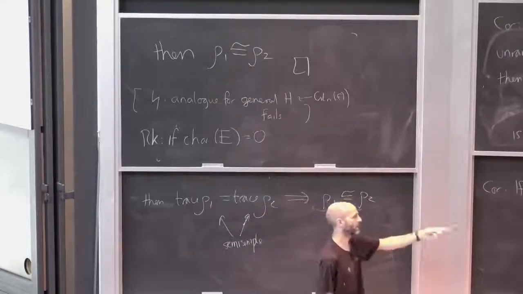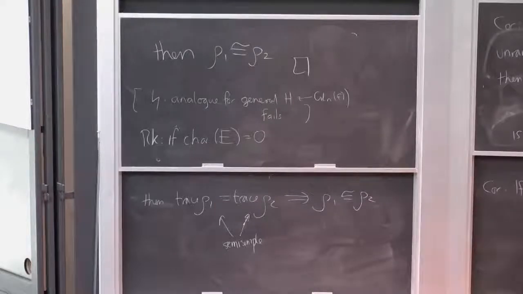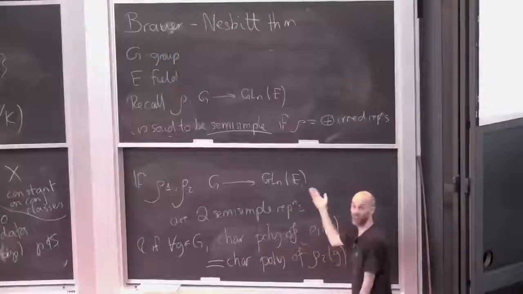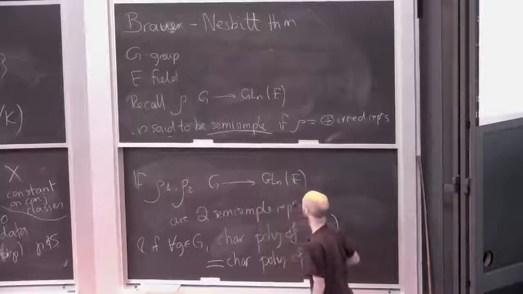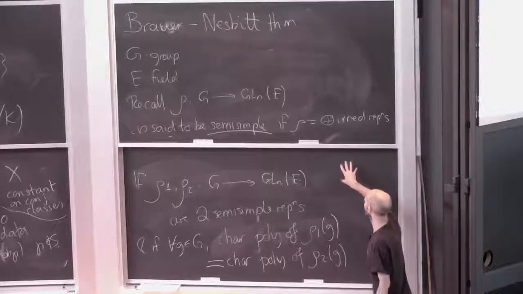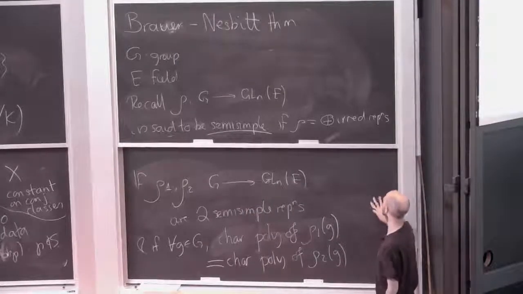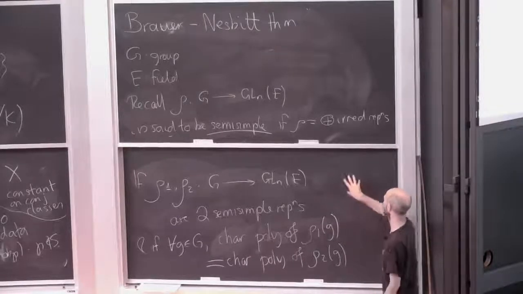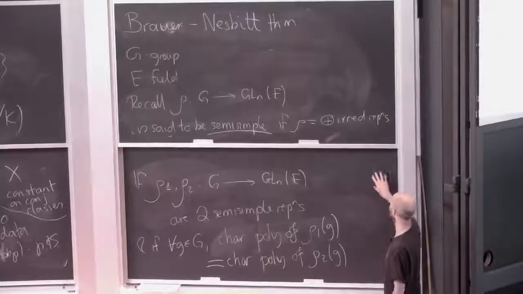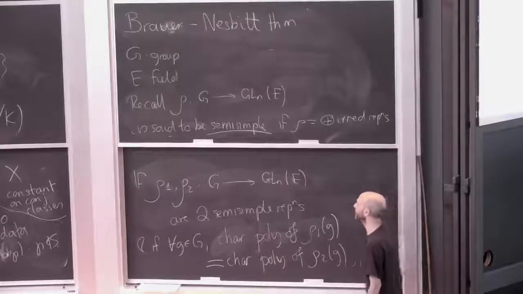If I drop semi-simplicity, this is trivially false. Take rho 1 a non-semi-simple representation. I mean, if G is finite, there aren't any. But for a complicated infinite group, a non-semi-simple representation has this as a sub, and this as a quotient, and then some random stuff in the upper right-hand corner. And then rho 2 is the semi-simplification of rho 1: this at the top, this at the bottom, and all that stuff is zeroed.